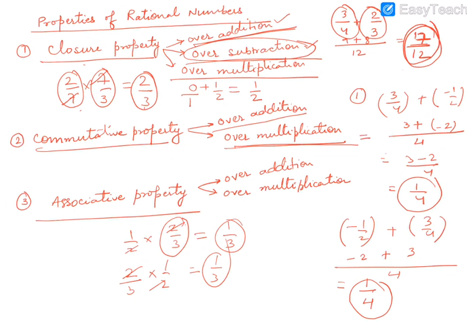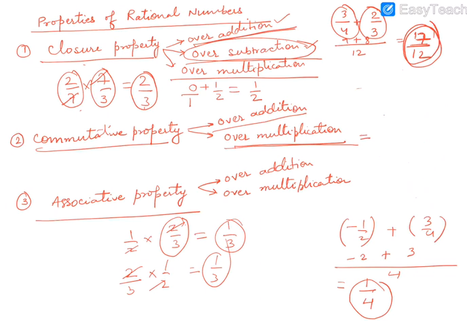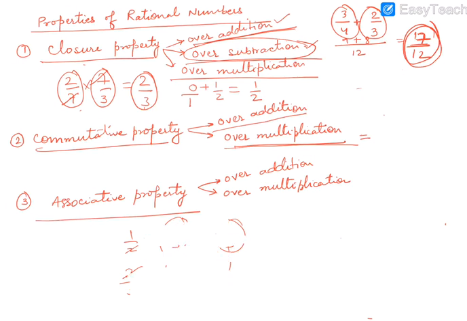Now I'll discuss why I have not written subtraction and division. Because subtraction and division don't follow commutative property. The reason is, I'll explain it with the help of a few examples, why division and subtraction do not follow commutative property. So first I'll explain for subtraction. Suppose I am writing 3 upon 4 and 1 by 2.